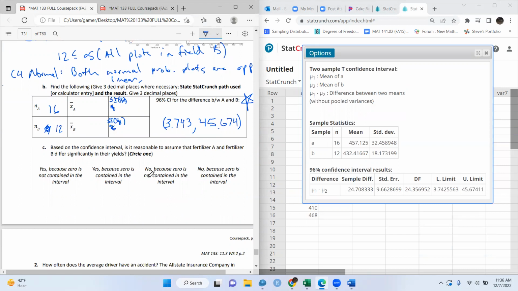Well, the confidence interval starts at 3.743 and goes up to 45.674. So the key is that 0 is not contained in there. The fact that both numbers are positive means 0 is not in the interval, which is why there's a difference. Excellent.